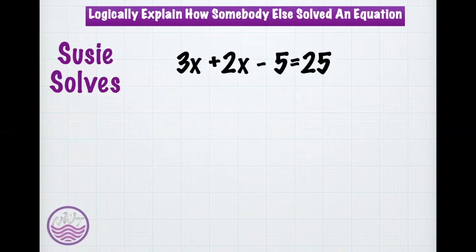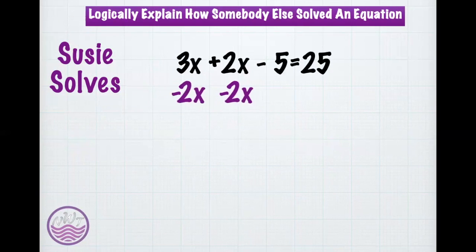Okay, the goal for today is to logically explain how somebody else solved an equation. So let's look at what Susie solves. She has 3x plus 2x minus 5 equals 25. What I'm about to walk you through right now is exactly what she did. Only what she did, not what is correct. So let's look at what she did.